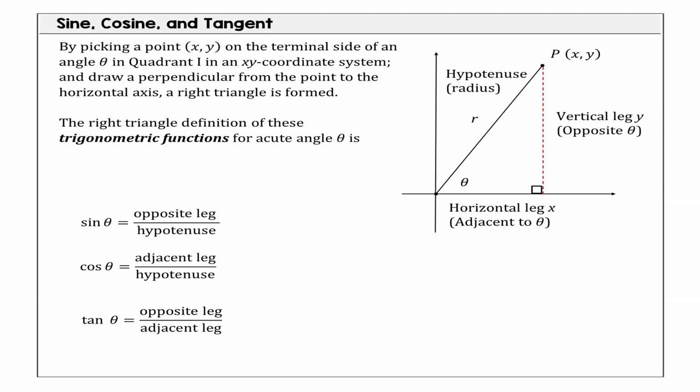So here it says, by picking a point X and Y on the terminal side of an angle in quadrant 1 in an X and Y coordinate system and drawing a perpendicular, you can establish basically your right triangle definitions, which you all know, correct? No one's like, I've never seen these before.